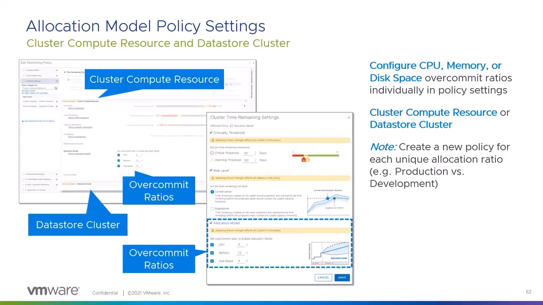So if you only enable it for CPU, just CPU would be allocation based for costing, and if you left memory as demand, then it would use demand for memory cost. So it's flexible in that way, but once you enable allocation model, that will switch costing over to allocation based for whichever resource you enable, whether CPU, memory, or disk space.